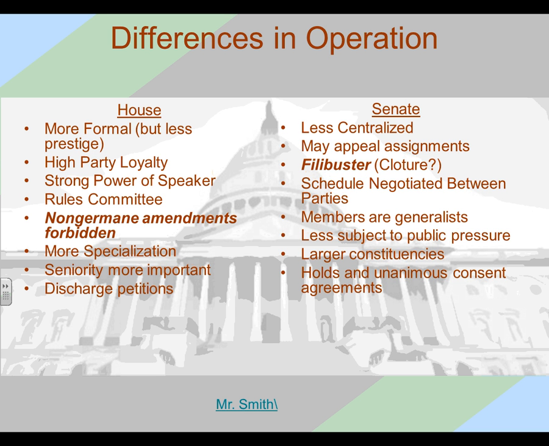Now, in the Senate, there is no such rule. So in the Senate, they add non-germane amendments. They're called riders. They add those all the time. And if they pass in the Senate, and then they go to the House, can the House vote on them?